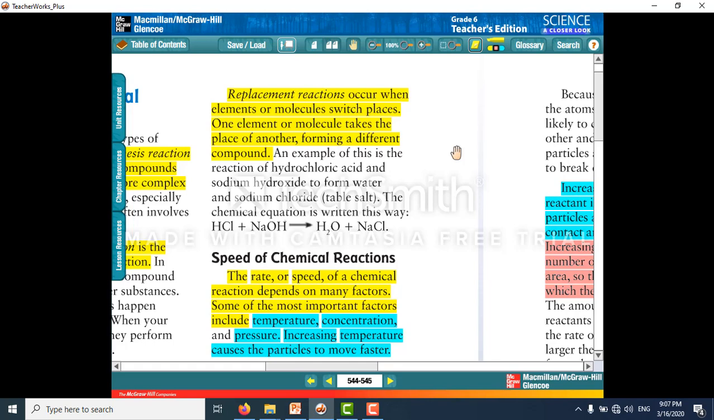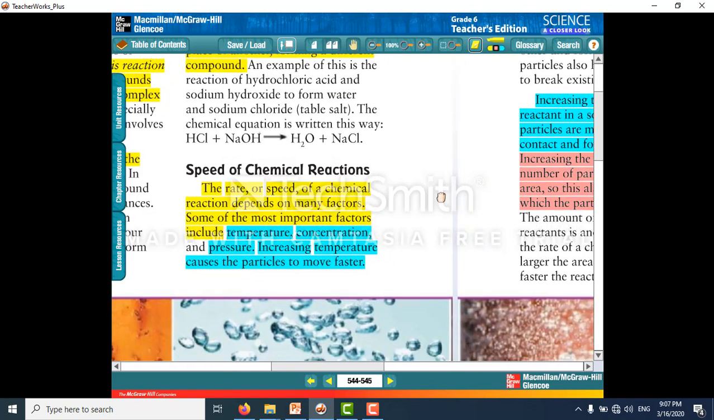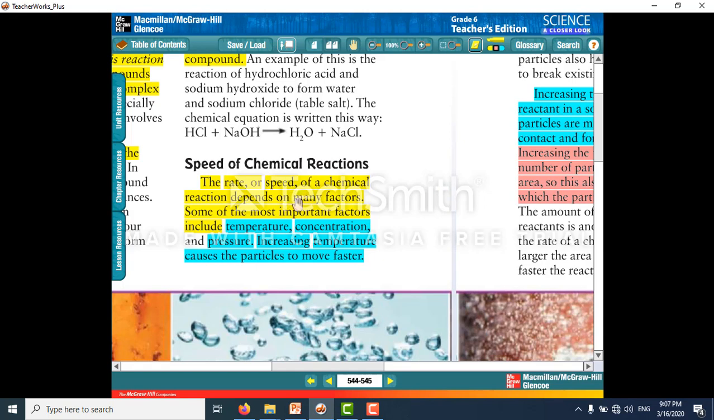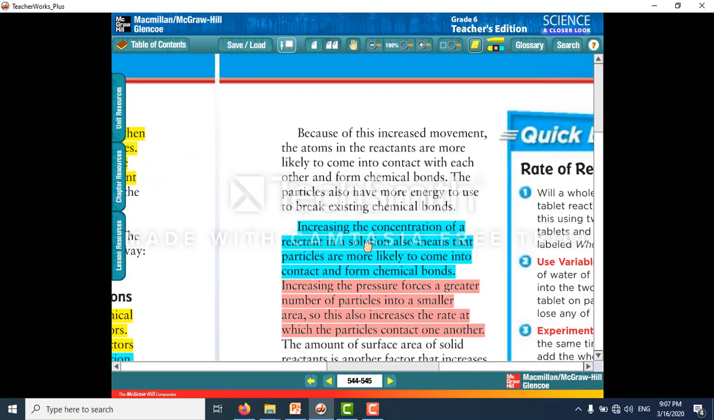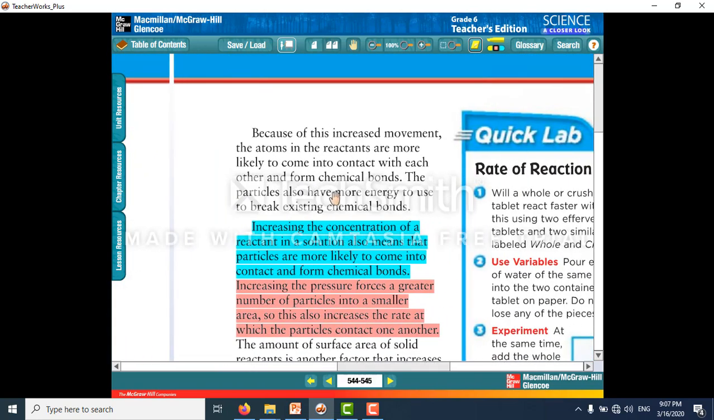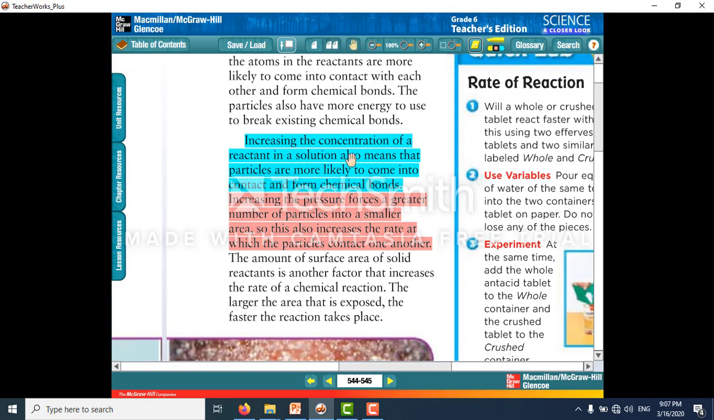Okay, speed of chemical reaction. The rate or speed of a chemical reaction depends on many factors, like what? Temperature, concentration, and pressure. By increasing temperature, this causes the particles to move faster and the speed of chemical reaction will increase. Number 2, increasing the concentration of a reactant in a solution also means that particles are more likely to come into contact and form chemical bonds.